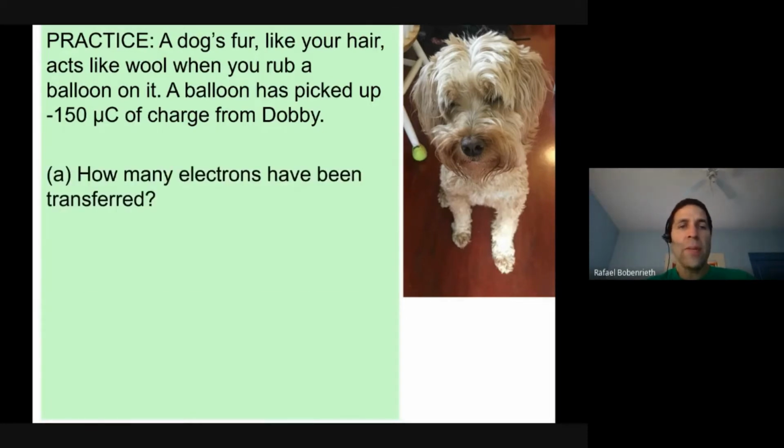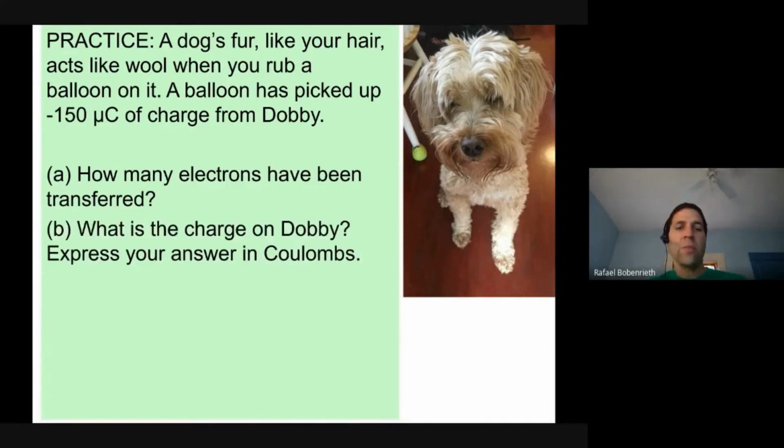So then the question is, how many electrons have been transferred? And then I have another question: B, what is the charge on Dobby? Express your answer in coulombs. All right, let's do this. So letter A says, what do we need to do for letter A?